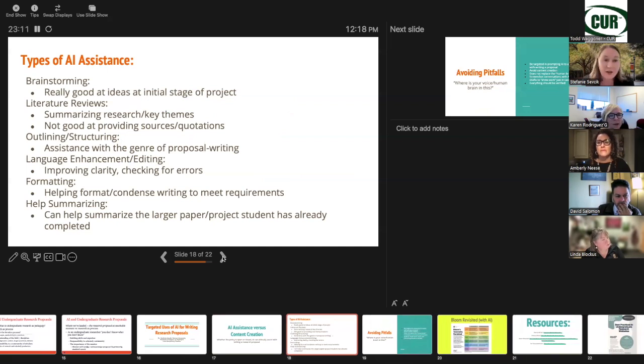It's not necessarily great at providing real sources every time. So always emphasize that you need to double check everything that AI is helping you with. It's really good at helping with outlining and structuring and editing and language enhancement and formatting, and summarizing.